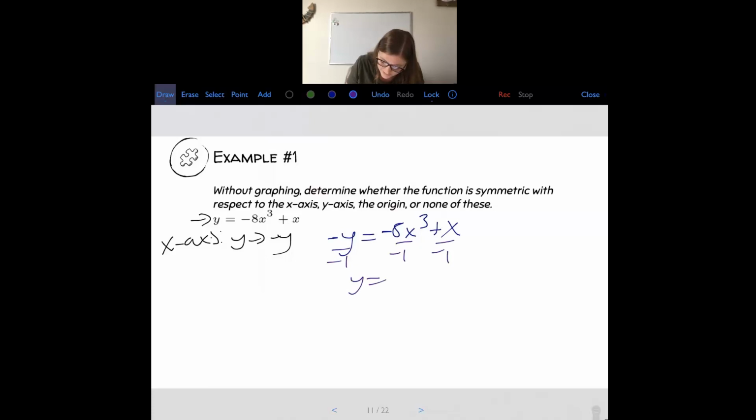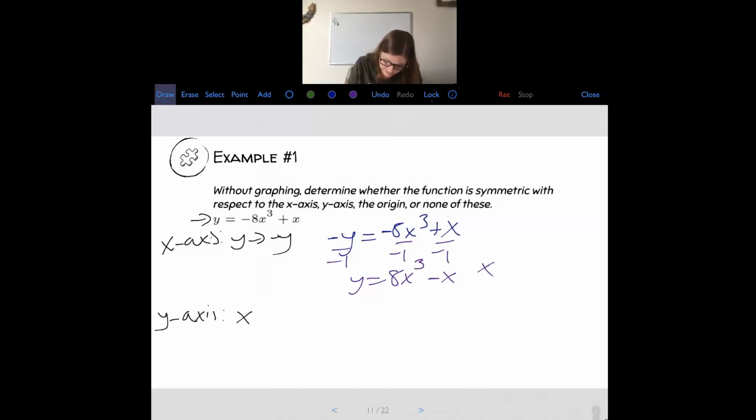And this is to check to see if we get the same. And it's not, okay? So we started off with y equals negative 8x cubed plus x. When we replace y with negative y, we got y equals 8x cubed minus x. It's not the same, so it's not symmetric with respect to the x-axis. Okay. Next, let's try y-axis.